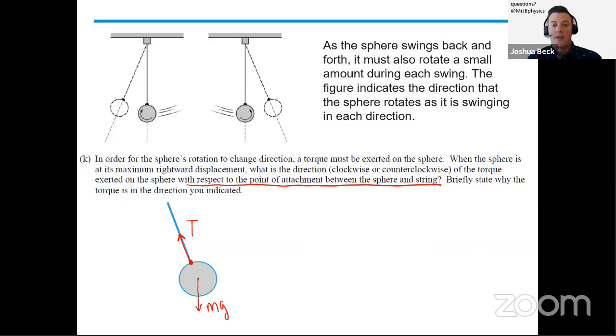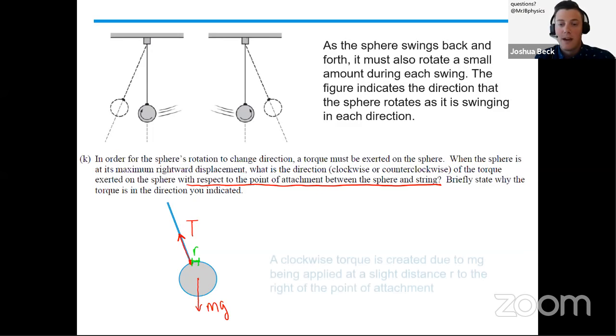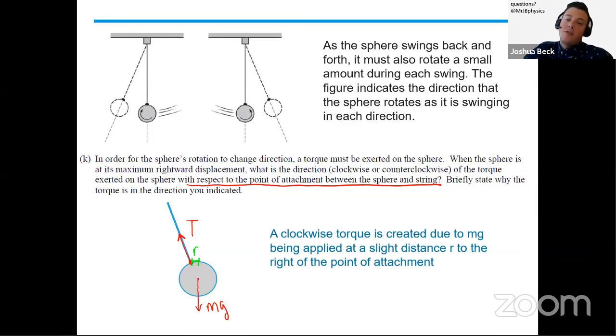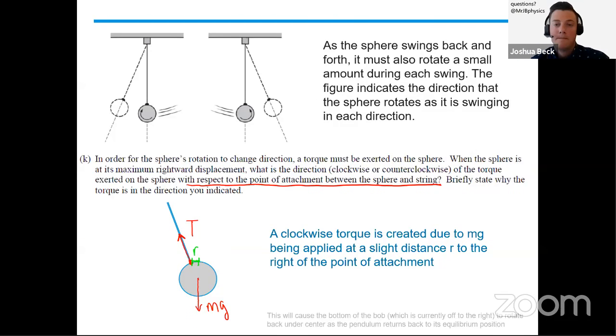mg is the force of gravity on the sphere, and that's going to be directly through the center of mass. Well, if you look closely, it's not much. But if you look, there's that slight r value. So the point of attachment, and then we've got this force applied a slight distance away. So that force is going to create a clockwise torque. It's going to be created due to mg being applied at a slight distance r to the right of the point of attachment. So there's the answer to part K.